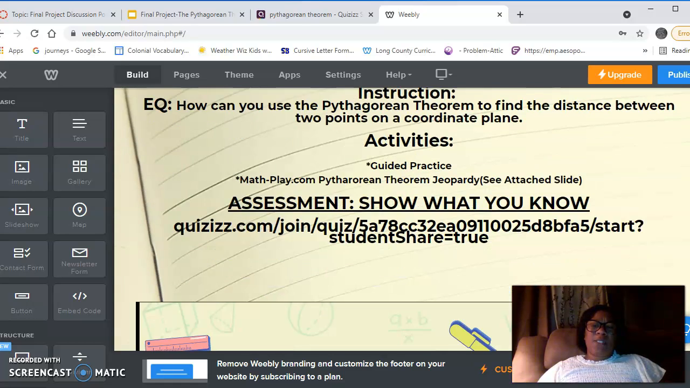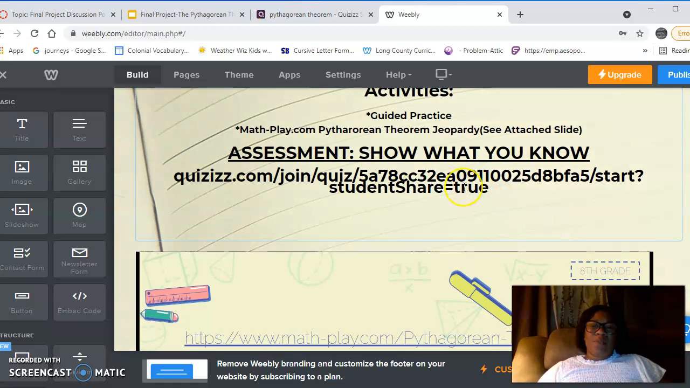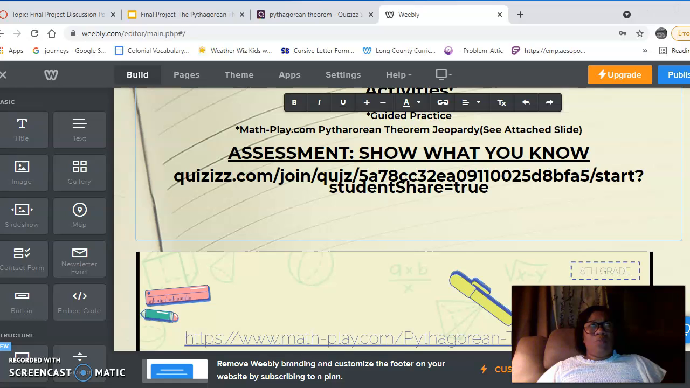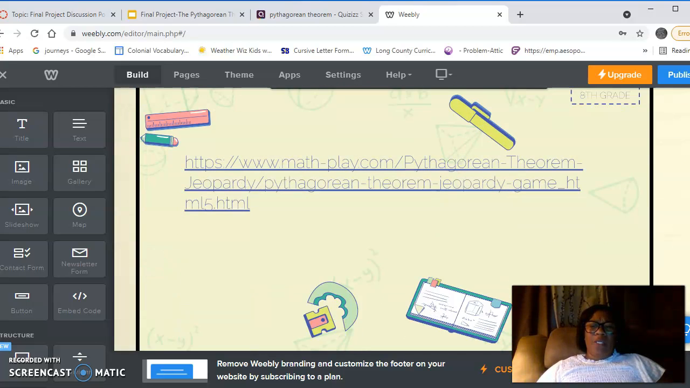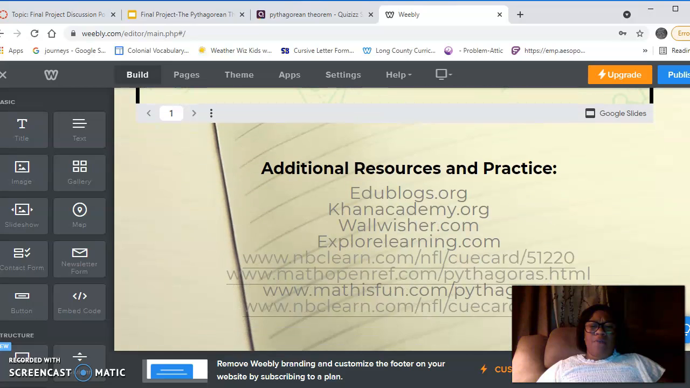And the quiz has some real life situation questions that they can relate to, and it makes sense. Anytime that we can make it make sense, they retain the information better. And then at the bottom, I added some additional resources and practice that they can work on. And this can also be used for remediation as well.